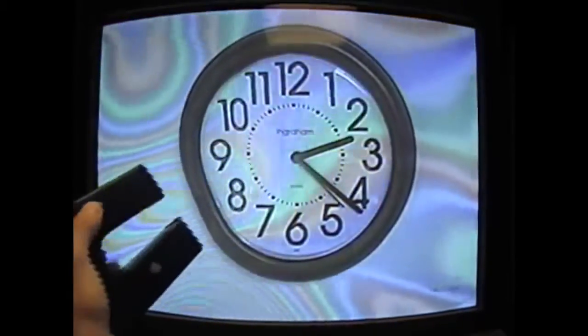Now we can't do this with modern LCD, liquid crystal display, or plasma TVs because they don't have charged electron beams traveling through them, so they are immune to magnetic fields.